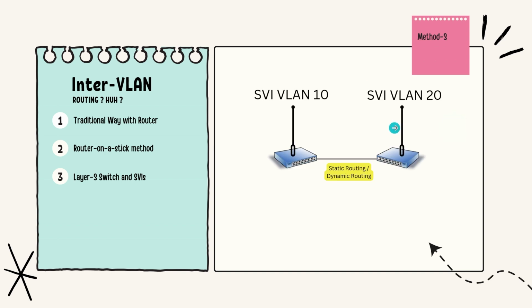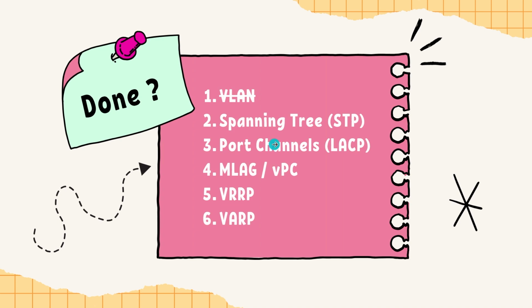And then, now this is the modern era, so we have layer 3 switches and SVIs. We can configure SVIs, and there is no need for a separate layer 3 device, because these layer 3 switches are there, and we can have any type of routing that we want, and we can route between VLAN 10 and 20. So that makes our conclusion for the VLAN.